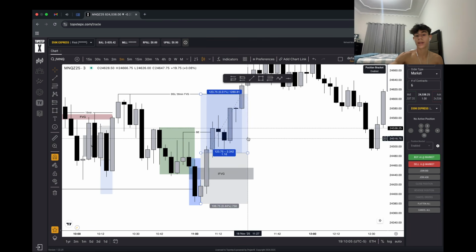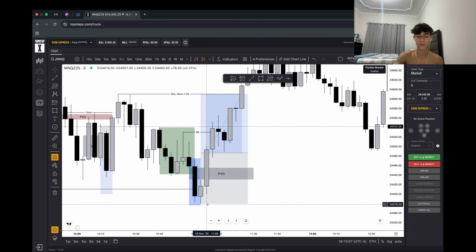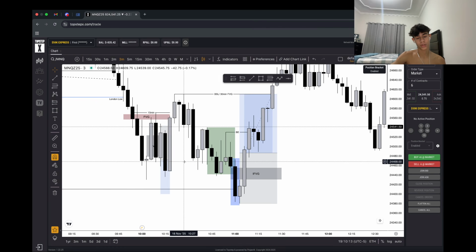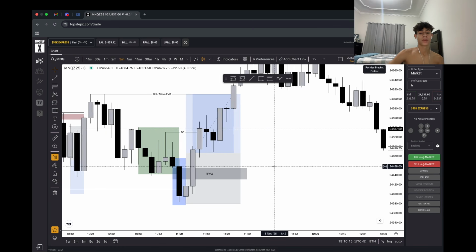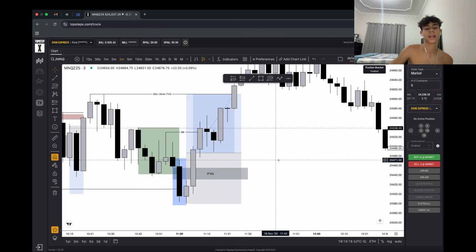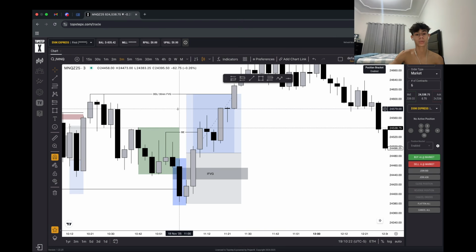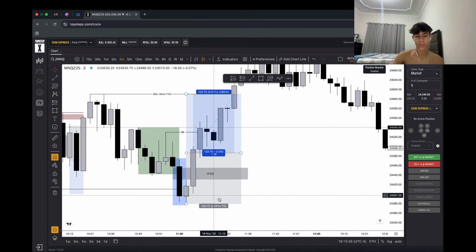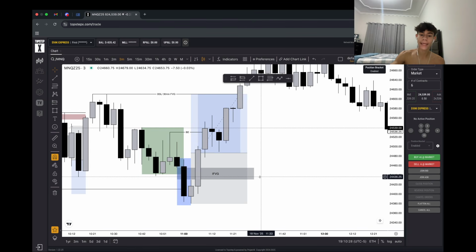And I entered, risking 500 because I only took this on my eval. I didn't take this on my funded because it was already at 11, and I'm not trying to take a trade after 11. But I did take this on my eval because I like being a little riskier on my eval and try to pass them as quick as possible, because or else I'm just wasting money and time. But yeah, we get that, and then we get the 3-minute inversion with displacement.